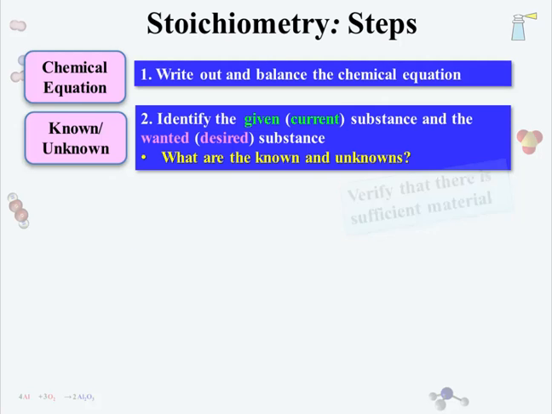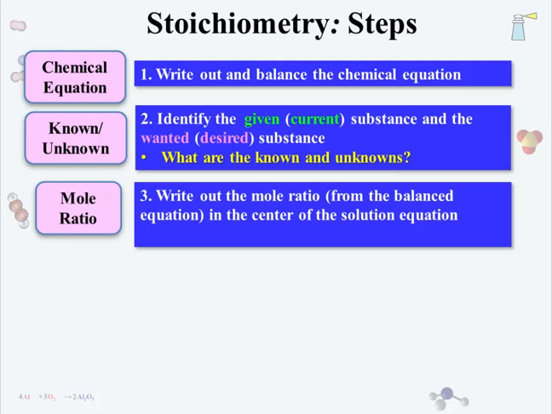Step 3 is to write out the mole ratio, coefficients and substances from the balanced chemical equation, and to put this ratio in the center of the solution equation. The mole ratio is the heart of the overall solution and allows information about one substance to be converted into information about another substance. Orientation of the mole ratio has the desired substance with its mole amount from the balanced equation over the current substance with its mole amount from the balanced equation.